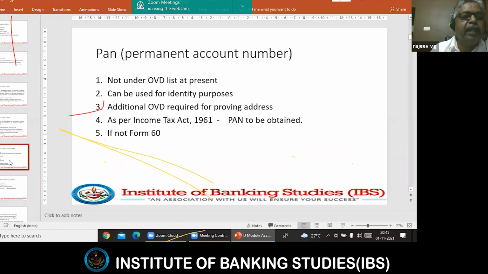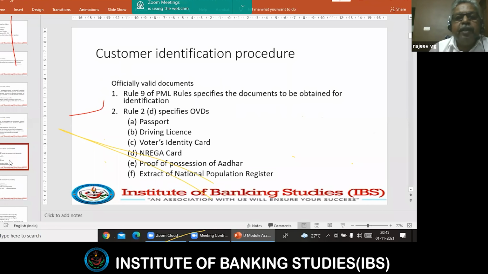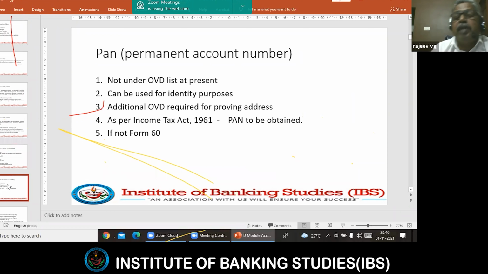You can see that the other six OVDs all have both name and address. Passport has both name and address. Driving license has both. Voter's ID card has both. NREGA card, most of you may not have seen it, but it has name and address. Proof of possession of Aadhaar has name and address. And the National Population Register also has name and address. PAN has only the name, no address. That may be the reason why it has not been included in the OVD. An additional OVD is required for providing address.